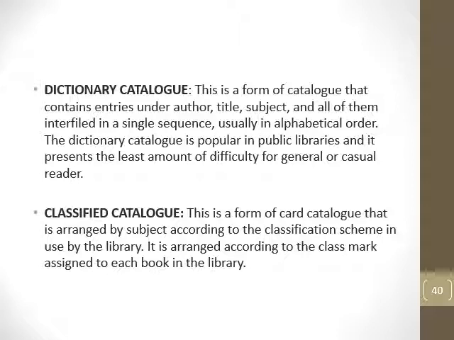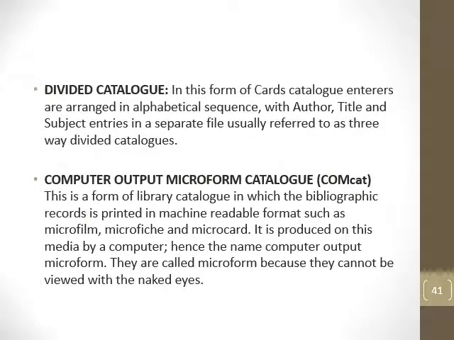This form of catalog is a form of card catalog that is arranged by subject according to the classification scheme in use by the library. It is arranged according to the class mark assigned to each book in the library. Then we have divided catalog. In this form of card catalog, entries are arranged in alphabetical sequence with author, title, and subject entries in separate files, usually referred to as three-way divided catalog.